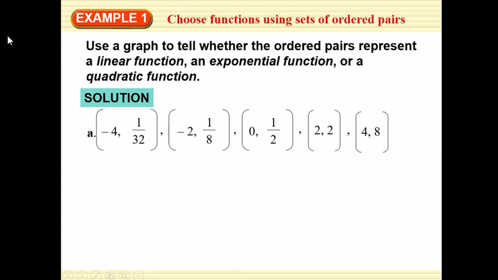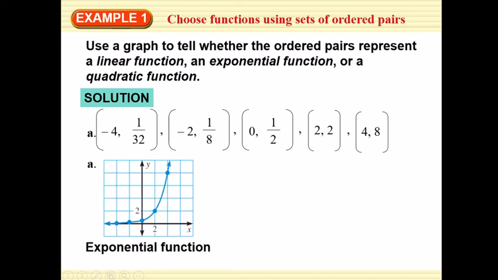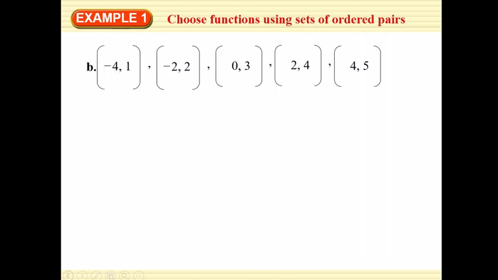We're going to need to graph them. Now, it's going to be pretty tricky to graph 1/32 and 1/8, but then from there, it should be easy to graph those points. So when I graph them, I get this beautiful shape, and I can easily tell that that is an exponential function.